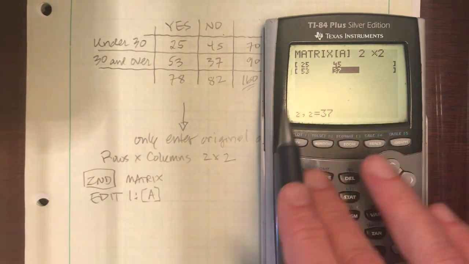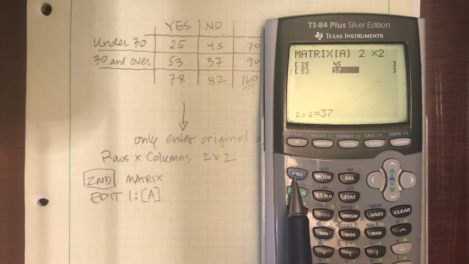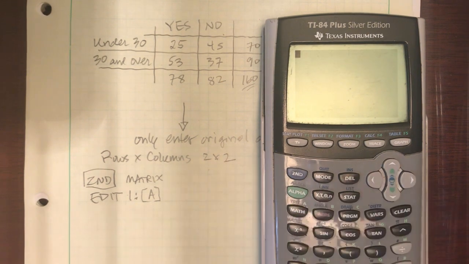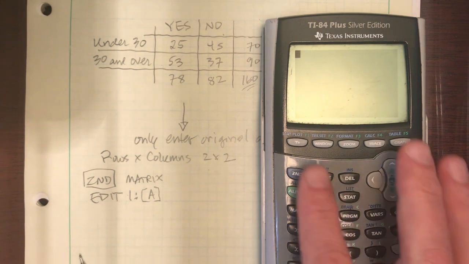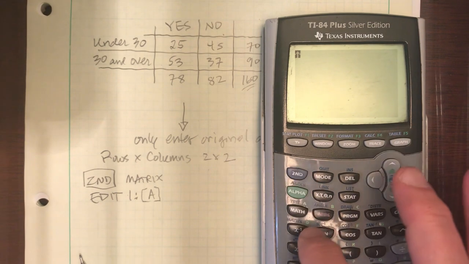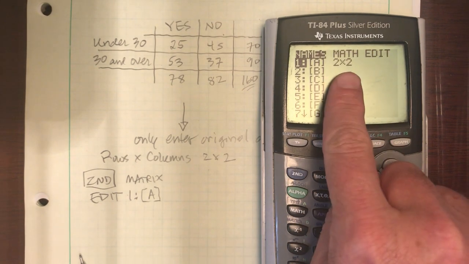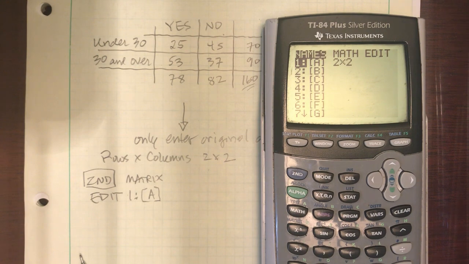And now I want to get back to my home screen like usual. We hit second mode, and we're back there. If you're to return to your matrix screen, hit second matrix, you'll now see that matrix A, all it tells you is there's now a 2x2 matrix that's been created and nothing else.